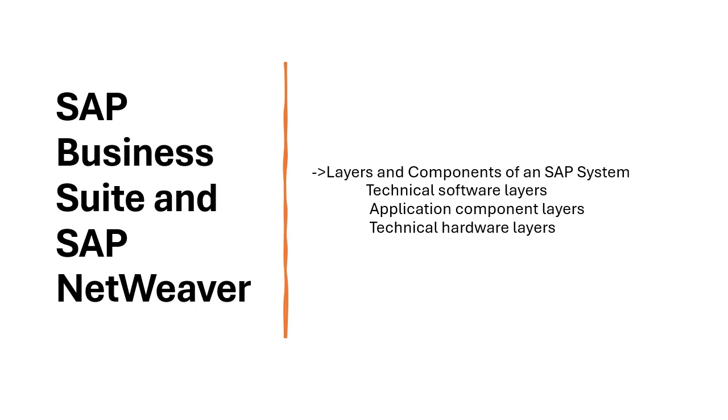The SAP Business Suite consists of several layers that provide a structured and organized approach to managing complex business processes. From a technical perspective, the software layer handles the communication between the user interface, the application logic, and the database. The hardware layer focuses on the physical infrastructure, which includes servers, networks, and storage. And lastly, we have the application component layer, which refers to the various modules and functional components like finance, logistics, and human resources, which work together to perform business functions. These layers help ensure scalability, flexibility, and efficiency in managing enterprise operations.